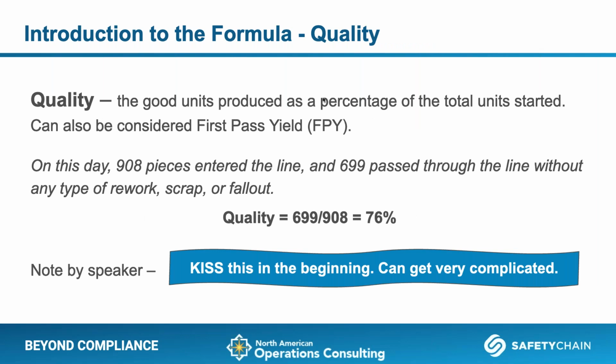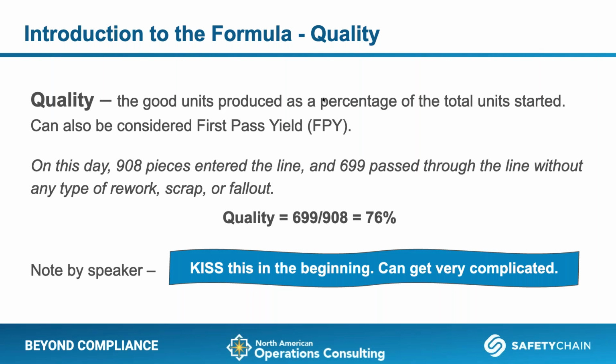And then lastly is quality, your first pass yield. First pass yield might be something that, of the three, a lot of us don't calculate very well or don't collect the data. So the example I've got here is on this day, 908 pieces entered the line, 699 passed through the line without any type of rework, scrap, or fallout. So the quality or first pass yield in this example is 76%.